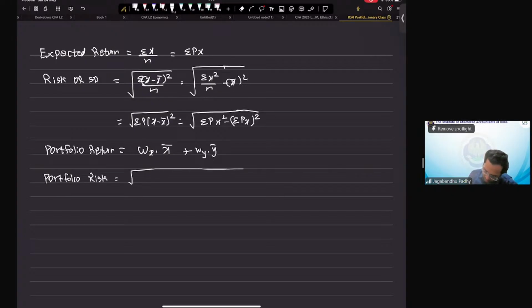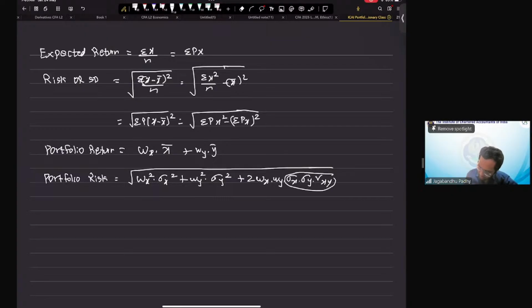which is square root of weight of x square into standard deviation of x square plus weight of y square into standard deviation of y square plus 2 into weight of x, weight of y, standard deviation of x, standard deviation of y, correlation between x and y. And we have also observed that these three variables can be combined together.